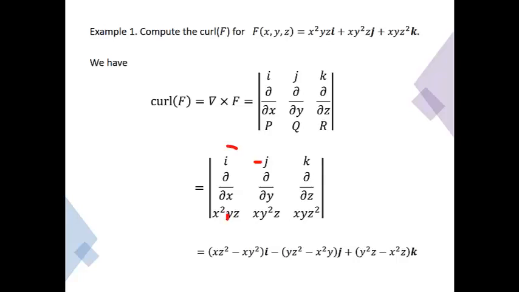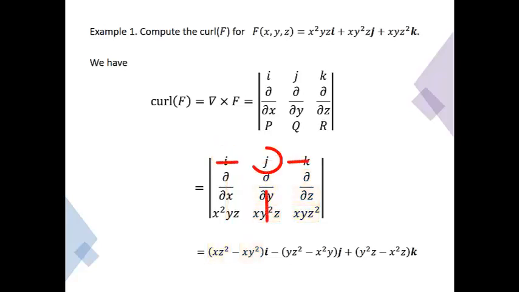So for our i component, we start with the partial derivative with respect to y of xyz squared, which gives us xz squared, minus the partial derivative with respect to z of xy squared z, which is xy squared. Great.